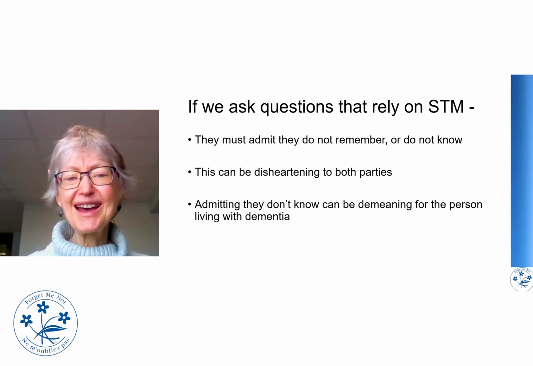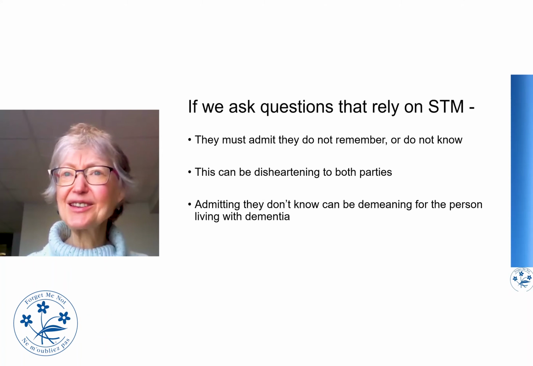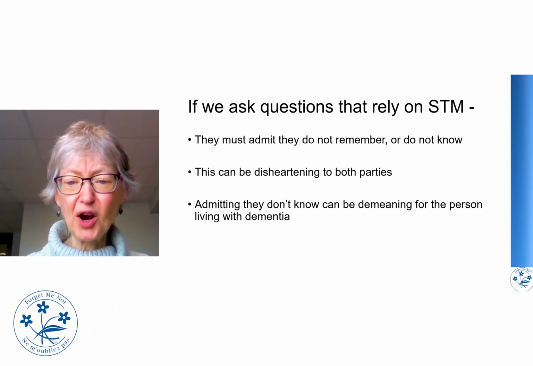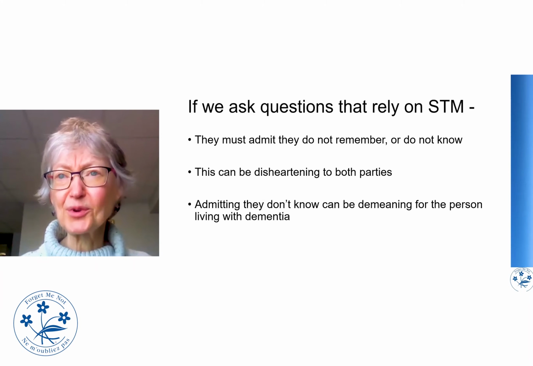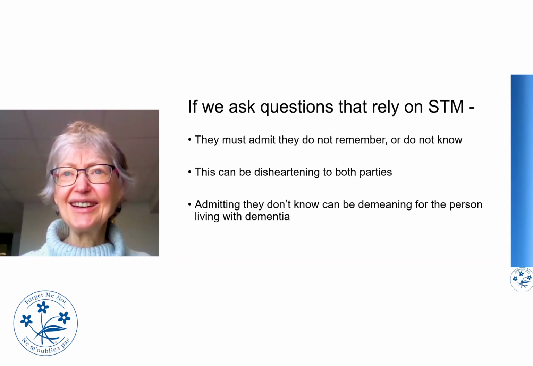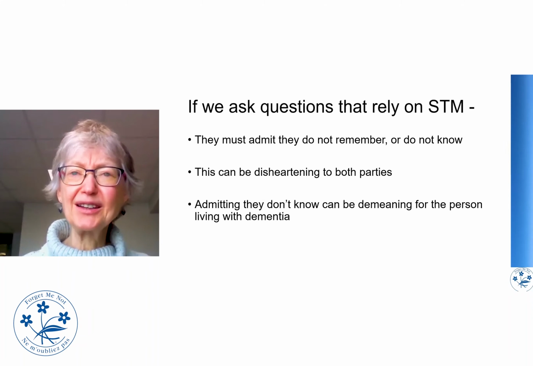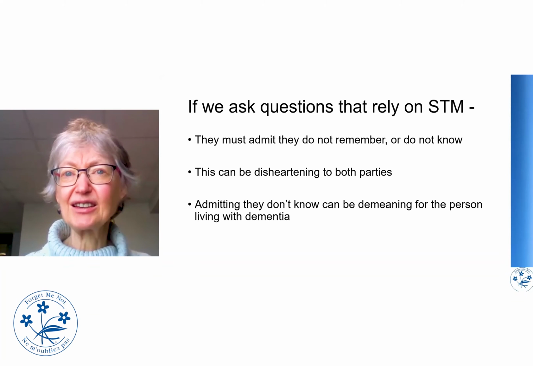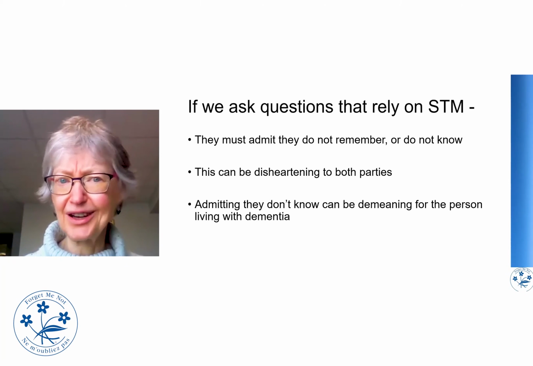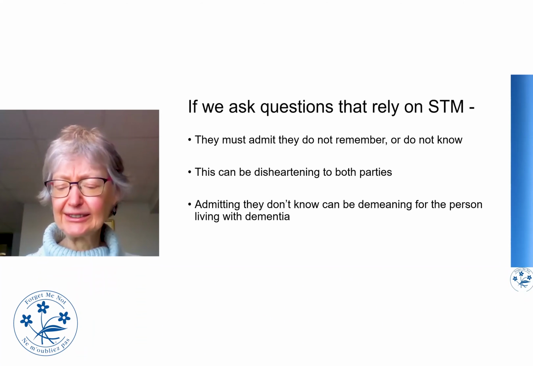Or they might have to admit they don't remember. Well, I don't know. And that can be disheartening for both parties. Admitting that they don't know can be demeaning for the person living with dementia. And imagine if you got quizzed by numerous people numerous times throughout the day and you have to say, I don't know, over and over.